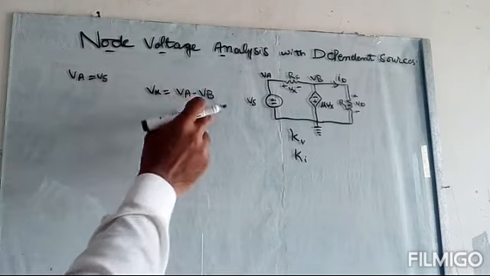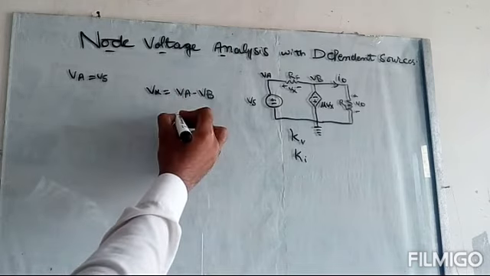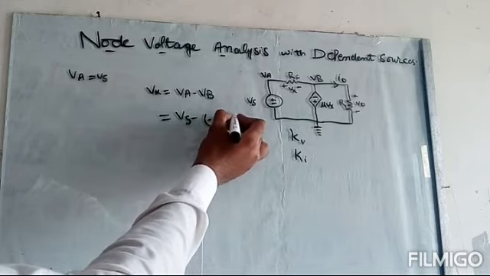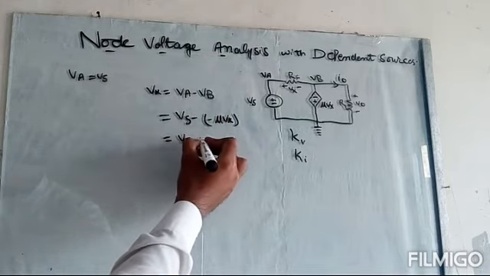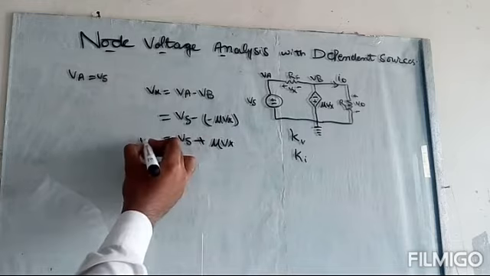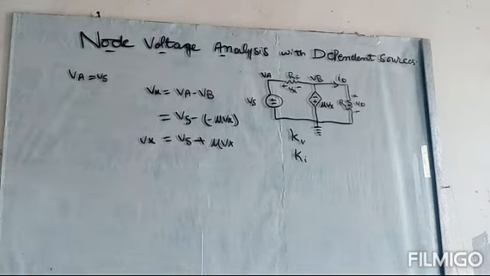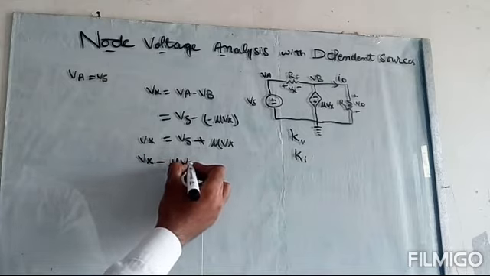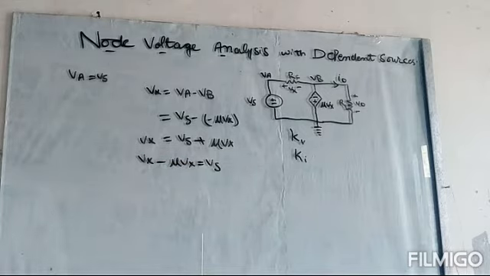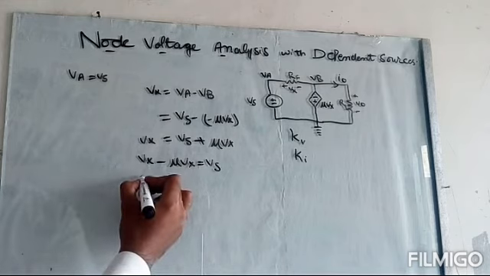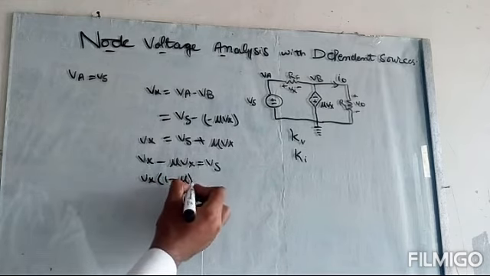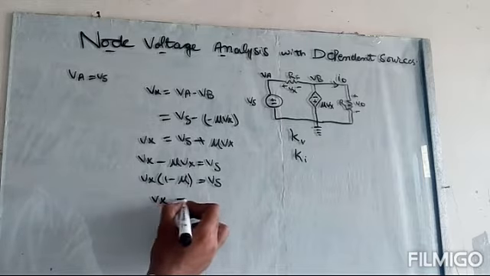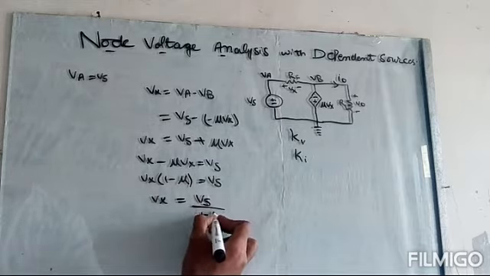So we will put the values of these two voltages. Vs minus Vb is equal to minus mu Vx, so it will be equal to Vs plus mu Vx is equal to Vx. We will separate Vx from there. So Vx minus mu Vx is equal to Vs, and Vx into 1 minus mu is equal to Vs, and Vx is equal to Vs over 1 minus mu.